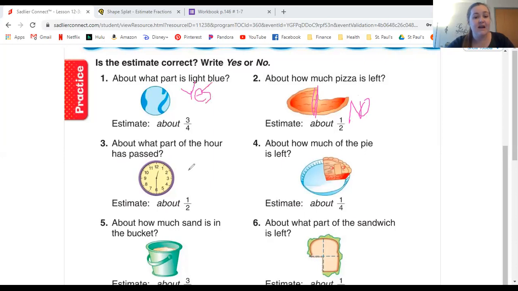Okay. About what part of the hour has passed? Well, let's look. It says it's 12:30, and they say about half. I would say yes, because it's 30 minutes into the hour. So you see how I'm going around here and giving the estimate. About how much of the pie is left? About a fourth. I would say that's correct, because if I were to cut this pie into 4, that would be about a fourth. So I'd say yes. You're going to have a few questions like that on your work today. So let me stop the share. I'm going to show you a few more things so we can work on this together.